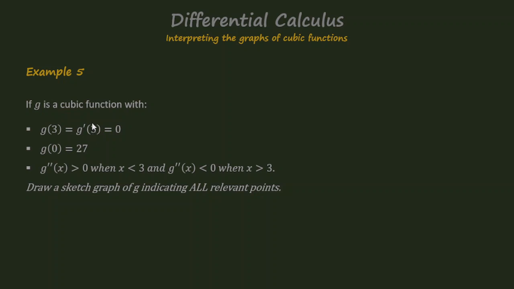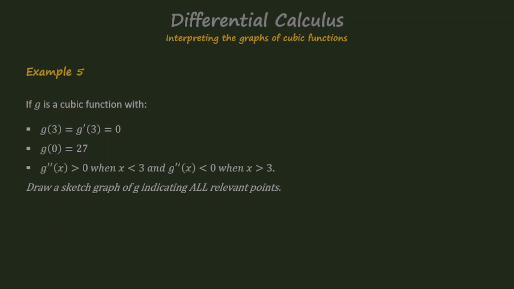Now this tells me that x equals 3 is the x-coordinate of the turning point of g, because g prime at 3 gives me 0. So this is the x-intercept of g prime. The second statement says when x is 0, y is 27. This tells me that (0, 27) is the y-intercept of g.